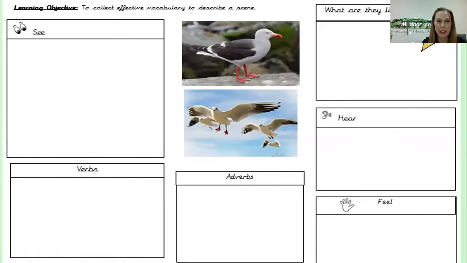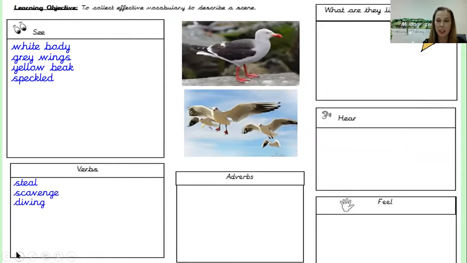So for things that you can see, I've got white body, grey wings, yellow beak, speckled. Then for my verbs, I heard him say they steal things, scavenge, diving, stamping, when they were stamping their feet on the sand to get the worms up for them to eat, flying, gliding, and then I heard him call them sneaky, and that they were carnivores.